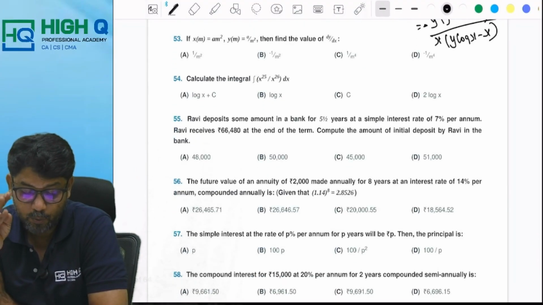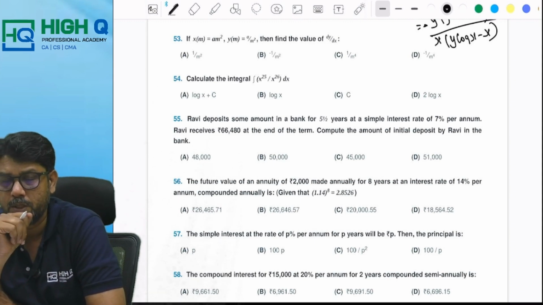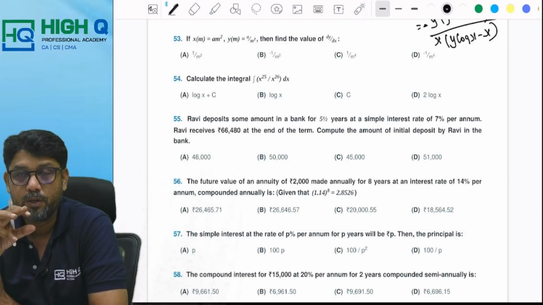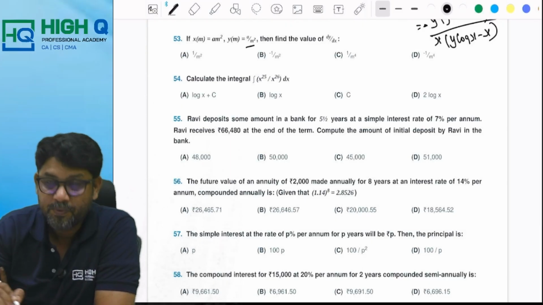Next, look at 53. x of m is equal to a m square, y of m equal to a by m square, then find the value of dy by dx. It's a parametric equation. When it comes to a parametric equation, we have to differentiate with respect to m, right? Here, the parameter is m. So first differentiate y and differentiate x.